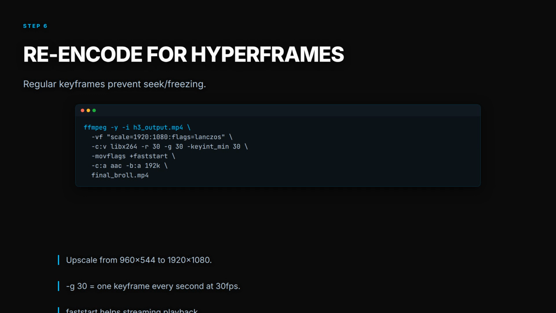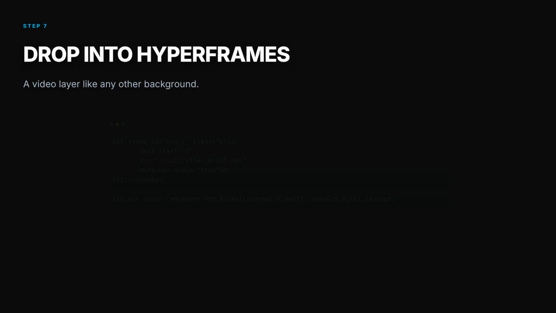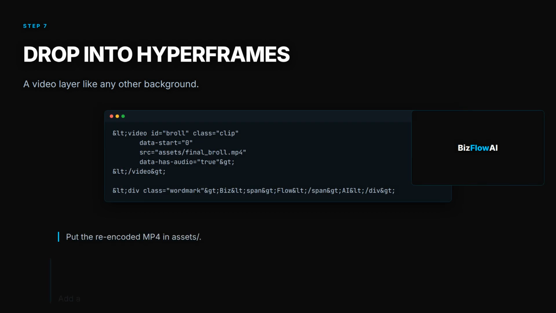Step 7 is the payoff. In your HyperFrames project, put the re-encoded MP4 in the assets folder. Then, in your subcomposition HTML, add a video element. Give it a class of clip, a unique ID, data-start equals 0, and if the clip has audio you want to keep, add data-has-audio equals true.